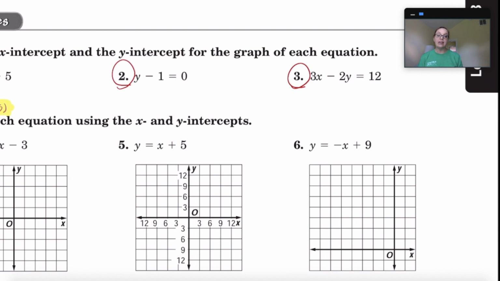Now you have 2 more problems in this set, and I want you to do problems 2 and 3 exactly like I just did problem number 1. You can look back at the examples to help you if you need help. After you've done those 2 problems, come back and we'll check.